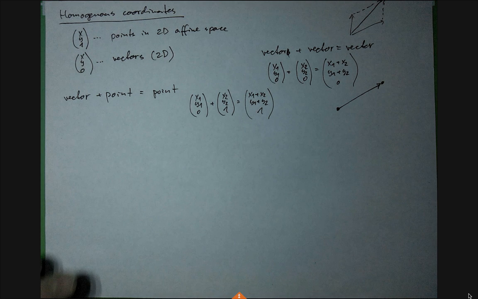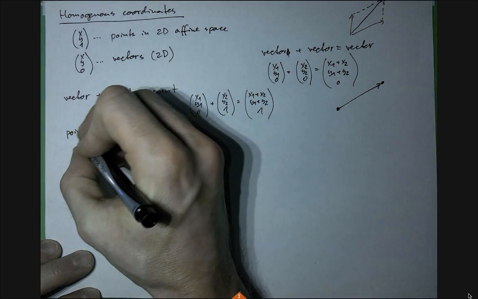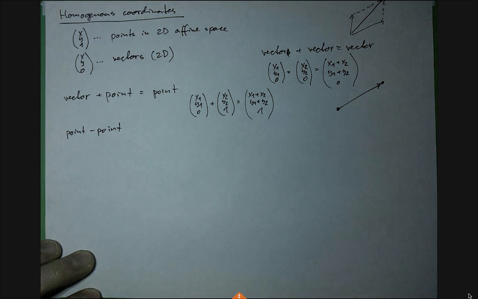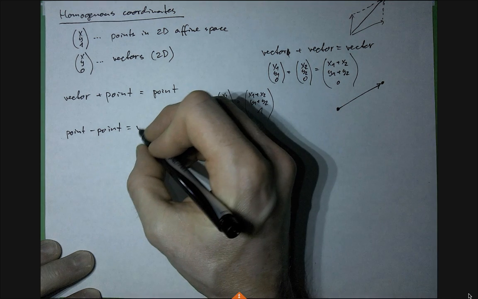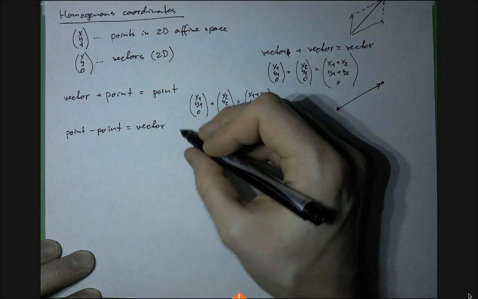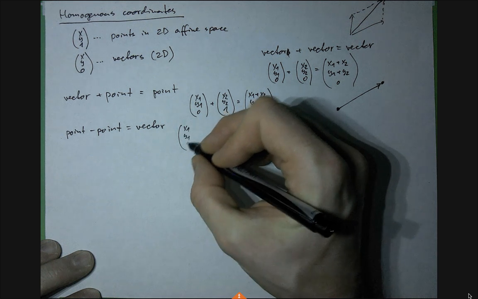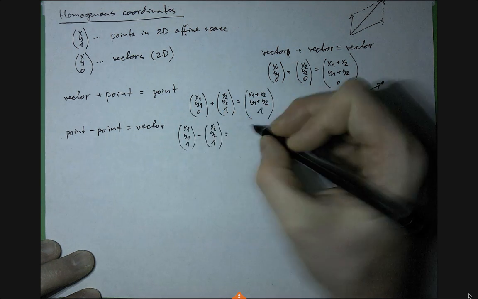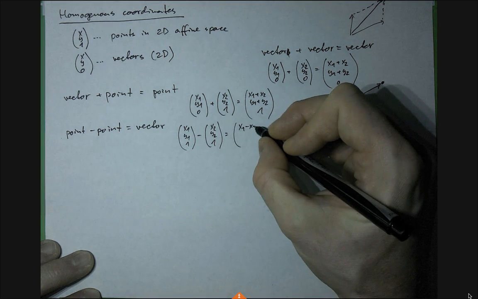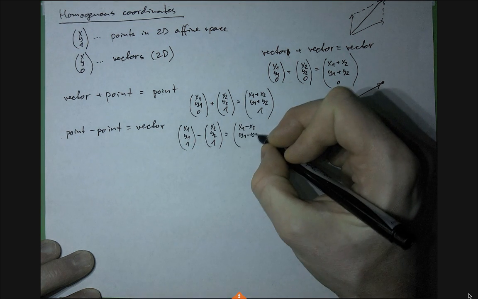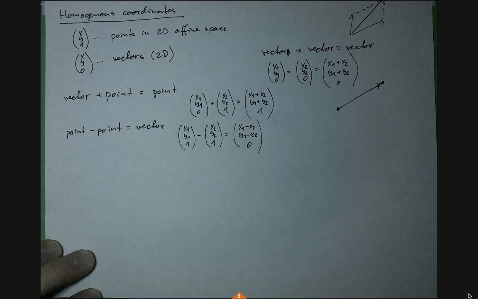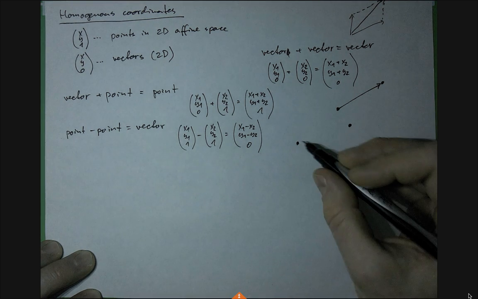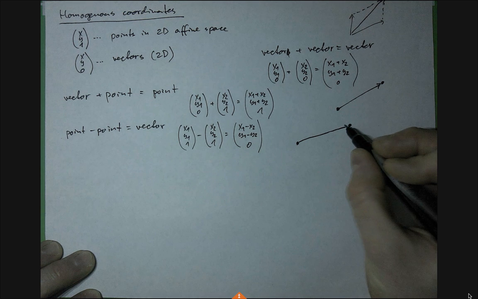Now another thing we can do: point minus point. That's basically what was the defining function of an affine space, right? And that gives me a vector. Because if I do x1, y1, 1 minus x2, y2, 1, I get x1 minus x2, y1 minus y2, and 0 here, right? So the idea is if I have 2 points, I can subtract them to get the vector between them.